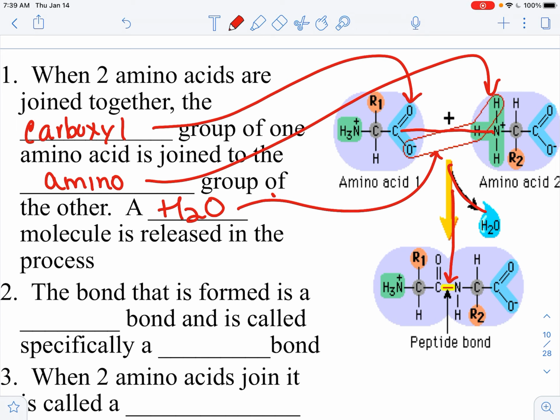So the bond that is formed is a covalent bond. It's a strong bond, and it's called specifically a peptide bond.